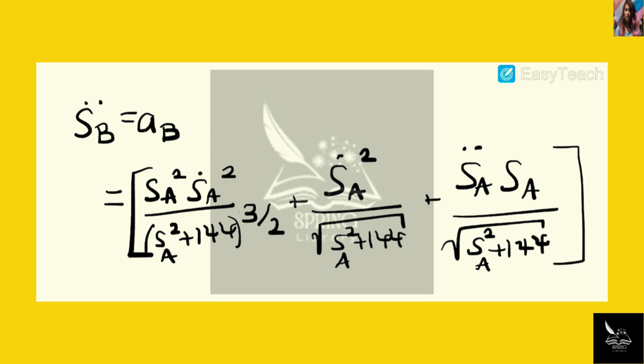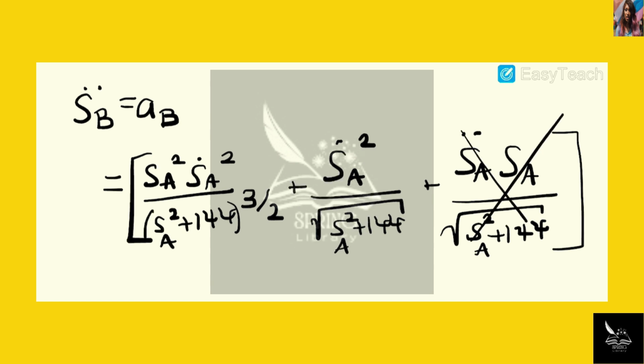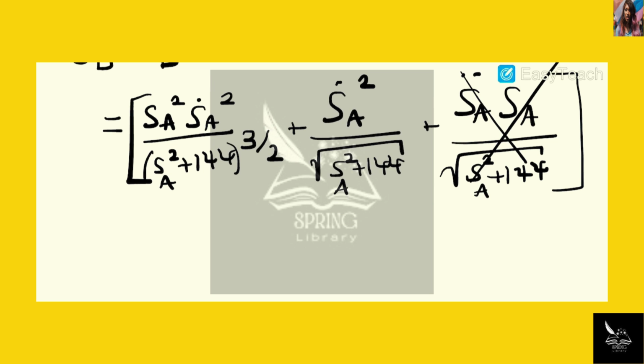So we can evaluate this when SA is equal to 5, because we know that SA is going to be equal to 5. SA dot is equal to the velocity of the tractor, which is 4, and SA double dot is equal to 0. So this term actually goes away. And what we're left with is an acceleration of B equal to 1.049 meters per second squared.